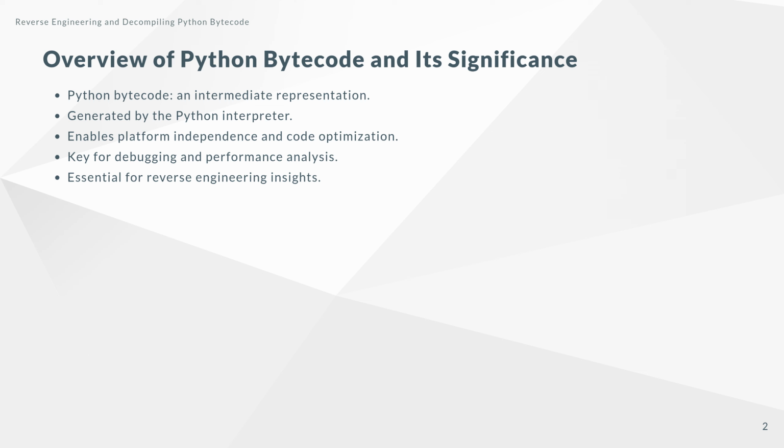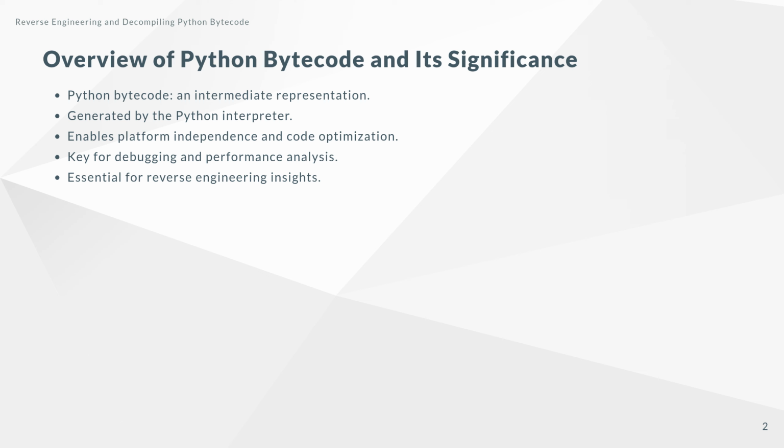Before we dive deeper, let's take a moment to understand what Python bytecode is and why it matters. Python bytecode is an intermediate representation of your source code, generated by the Python interpreter. When you run a Python script, it's first compiled into bytecode, which is then executed by the Python virtual machine. This process allows for platform independence and optimization of code execution.